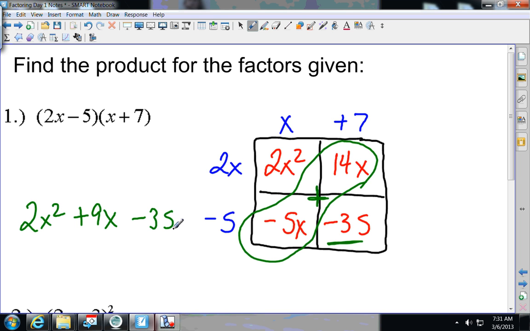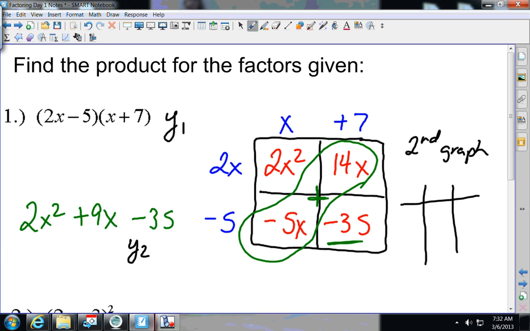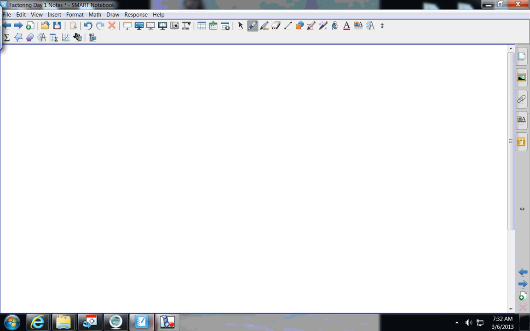And how do I check to make sure that this is right? What do you do in the calculator? Put the factors in y1, what you think the answer is in y2, and you're going to press second graph, remember? And when you look in there, all the numbers, remember it goes x, y1, y2. All the numbers in y1 have to equal y2. They have to be the exact same. Okay? Let's try one more of these before we get started on the factoring.